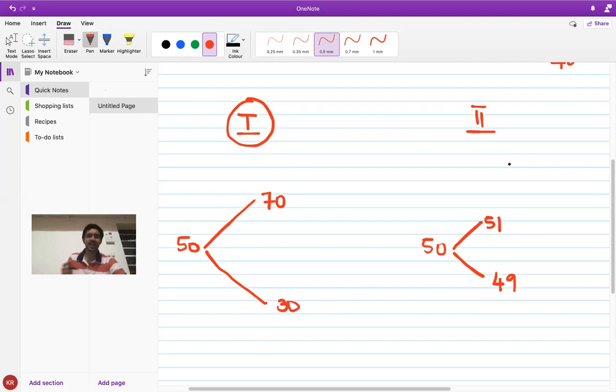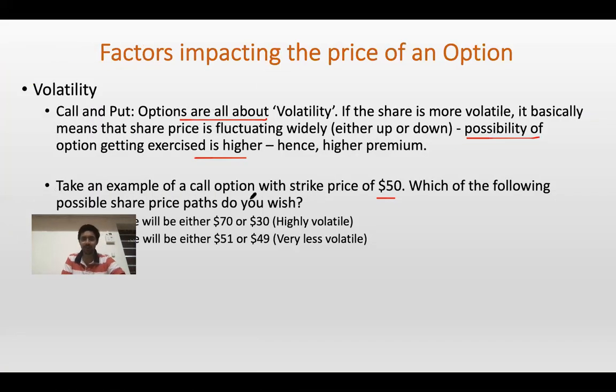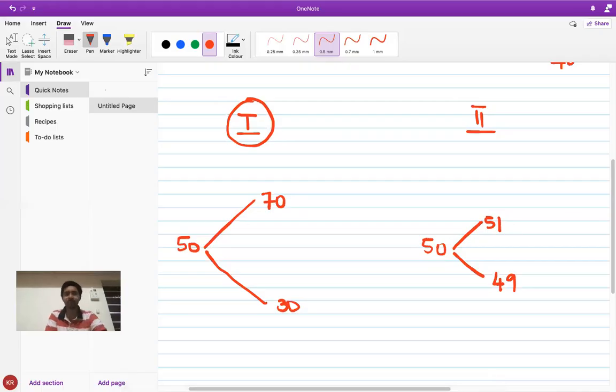Okay, and if you realize, I actually gave an example over here in factors impacting the price of an option. The example that I gave was actually that of a binomial model. Okay, back then I did not introduce what a binomial model was, but the path that I've given was actually that of a binomial model, right? I mean, I've clearly specified that the share could take only two possible values. Okay, but these two are different paths. Okay, the share could either follow path one or it could follow path two, and within path one it can take two prices, either 70 or 30, and within path two it could again take two prices, 51 or 49.